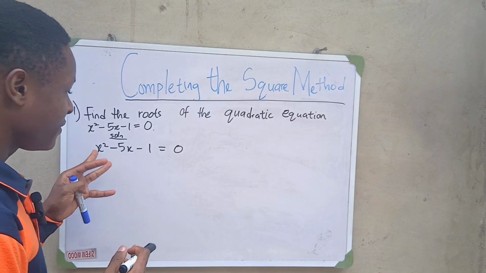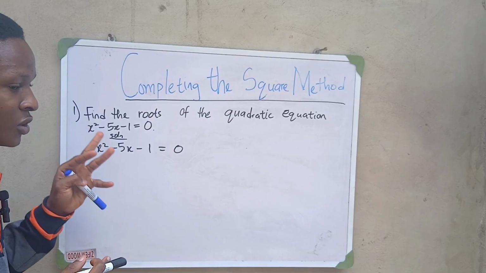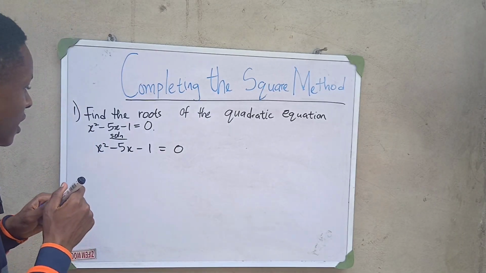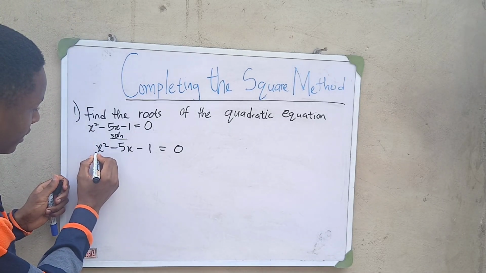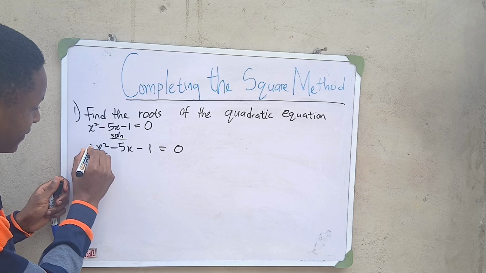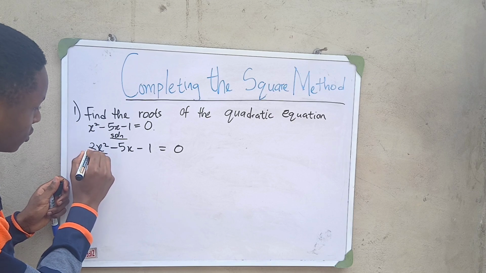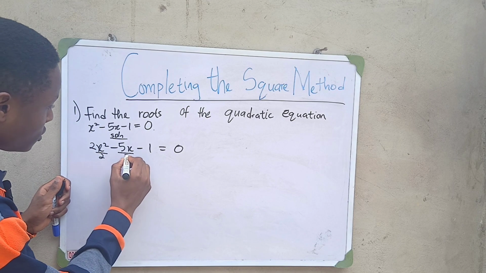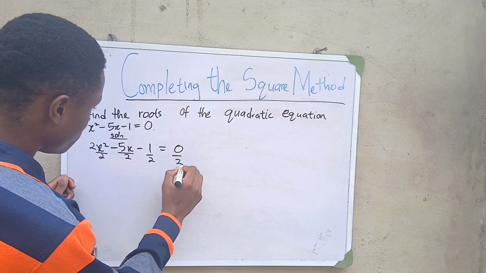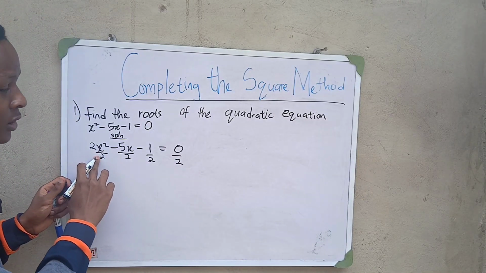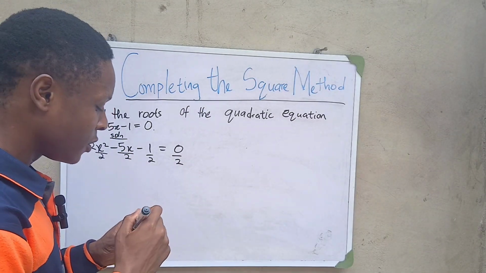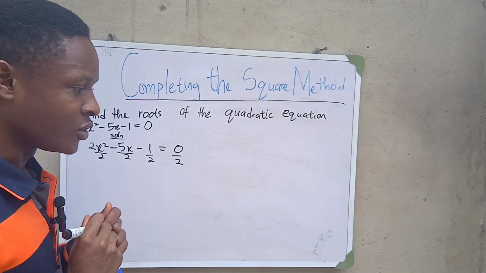But if the coefficient of x squared was not 1, we would divide all through by the coefficient. Let's say the coefficient was 2. We'll divide all through by 2 to make the coefficient of x squared 1. So that will be the first step if the coefficient of x squared was not 1.